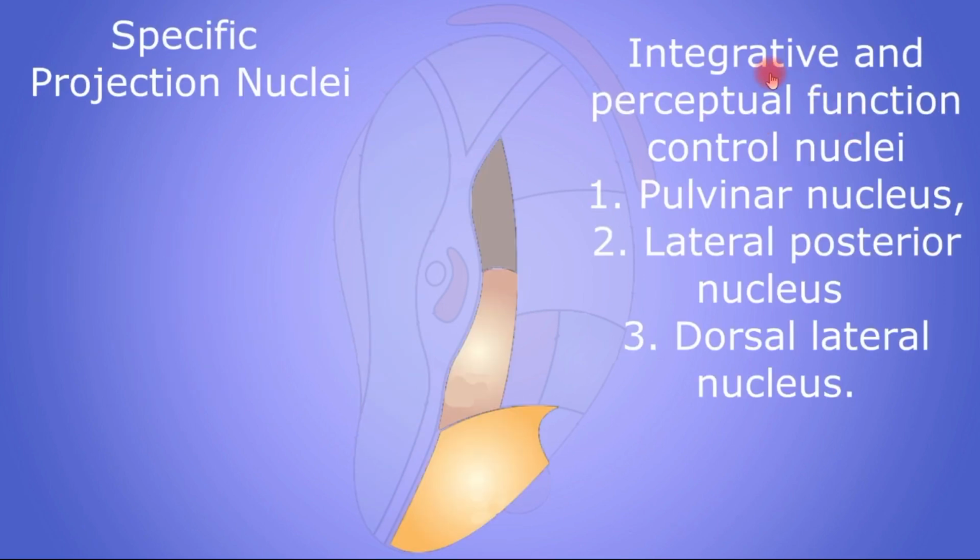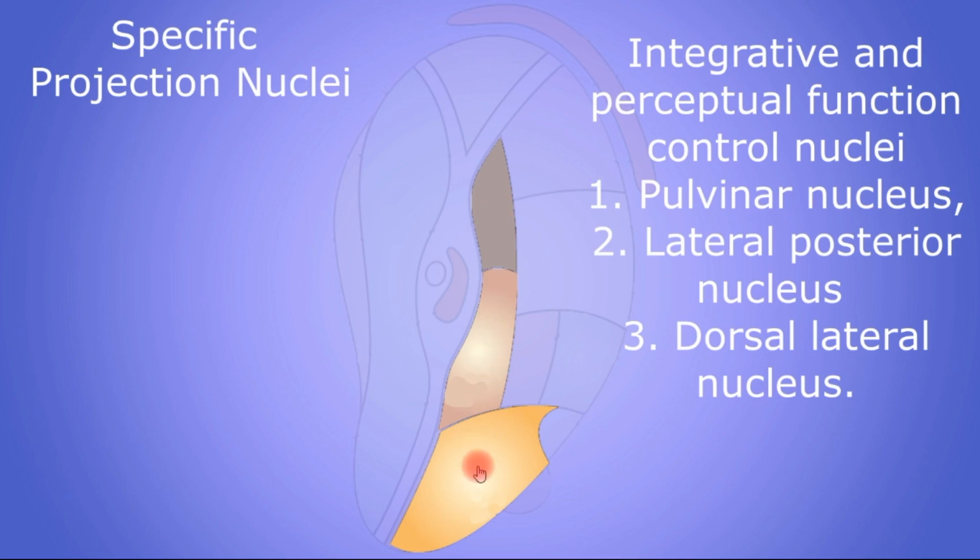Now coming to the integrative and perceptual functional control nuclei. The integrative function is performed by three nuclei in the thalamus, that is the pulvinar nucleus, the lateral posterior nucleus, and the dorsal lateral nucleus.